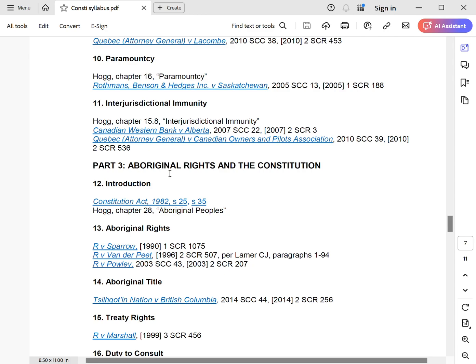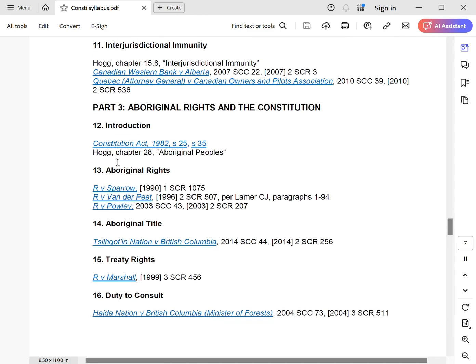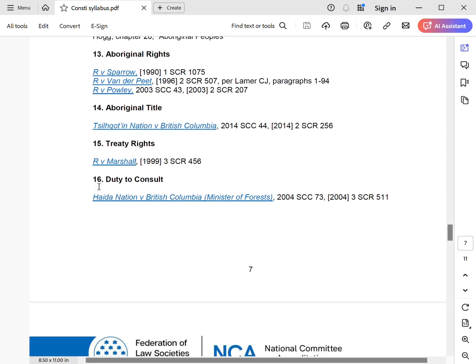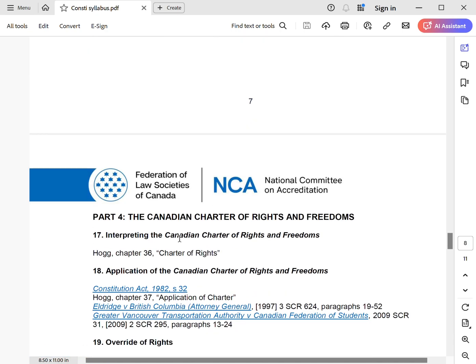As we come to the third part, you can see Aboriginal rights and the Constitution. The first in this part is the introduction with regards to sections 25 and 35. There are a few cases mentioned here with regards to Aboriginal rights, and then we come to Aboriginal title, where there is a very important case. After that, Aboriginal treaty, where R versus Marshall is a very important case. And then duty to consult, with Haida Nation versus British Columbia Minister of Forests, which is also a very important case.